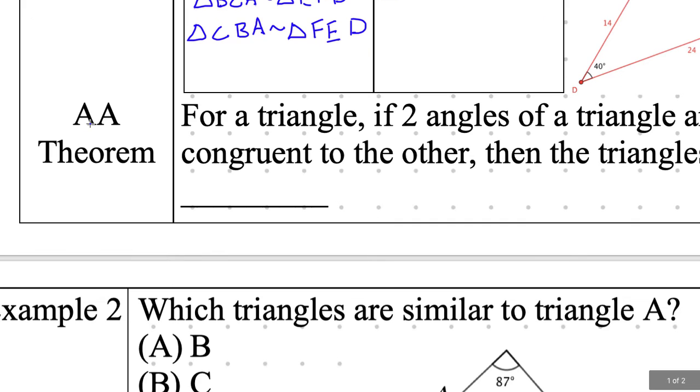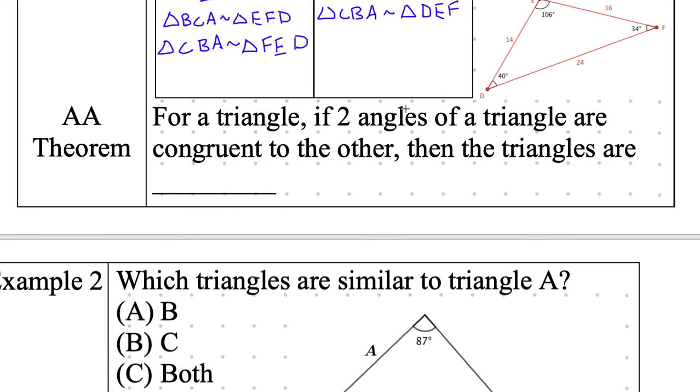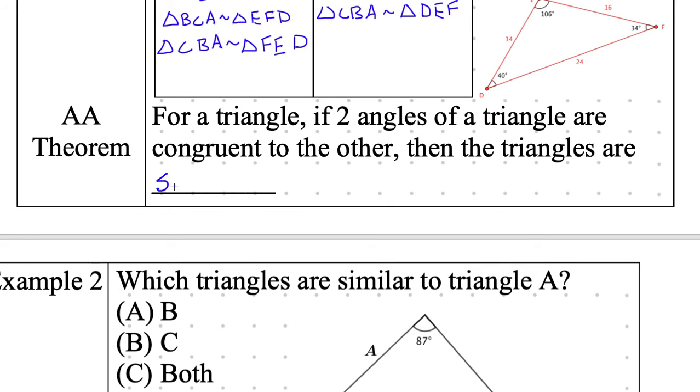All right, let's talk about the angle-angle theorem. We haven't seen it before. For a triangle, if two angles of a triangle are congruent to two angles of another triangle, then the triangles are, what's the word that I'm going to be filling in here? The thing that we're talking about today. Quiet raised hand. Jose? Similar. Similar, there it is. Thank you.